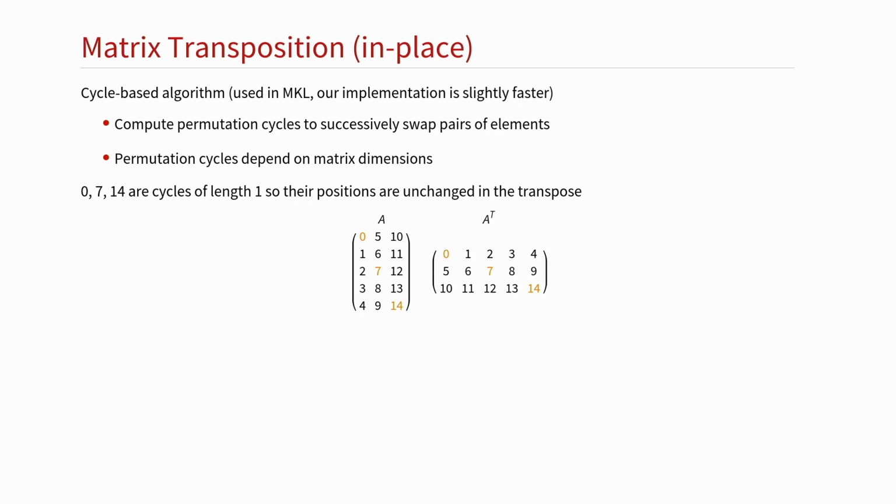It's a cycle-based algorithm. The length of the cycles of things that are moved around depends on the dimensions of the matrix. So here's an example, a 3 by 5 matrix, 5 by 3, and I'm going to transpose it here. So there are 3 cycles of values that don't move, and those are the ones that are going to be sort of on the diagonal in the result. So the elements 0, 7, and 14 stay where they are in the result. They don't move around.